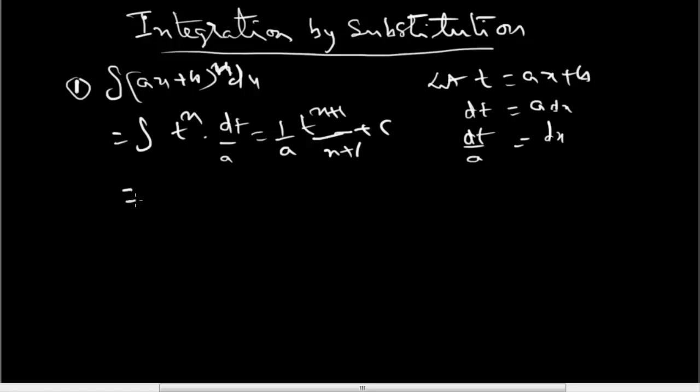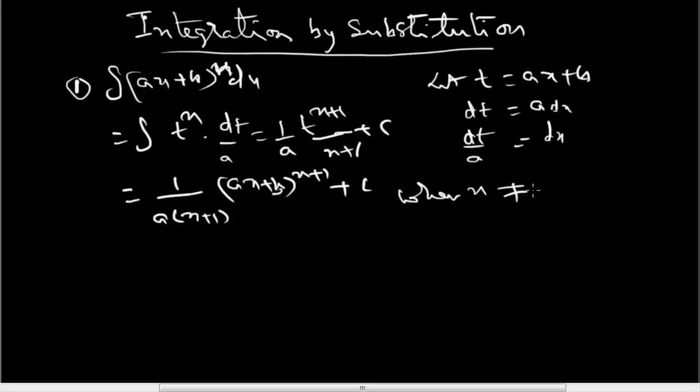But t we have assumed, so the t value we have to substitute. 1 by a into n plus 1, which is there already in the denominator. The t value is ax plus b. So (ax plus b) whole power n plus 1, plus c, where n is not equal to minus 1. If n is equal to minus 1, what will happen? The denominator minus 1 plus 1 will become 0, and 1 by 0 is infinity. So this formula does not apply there.